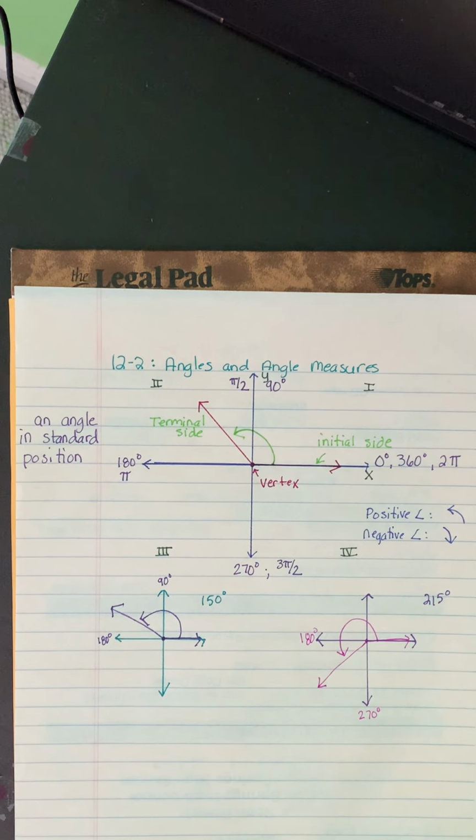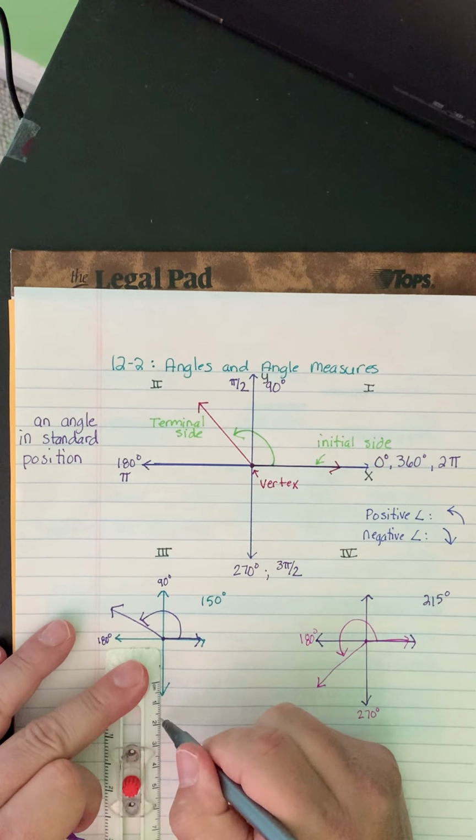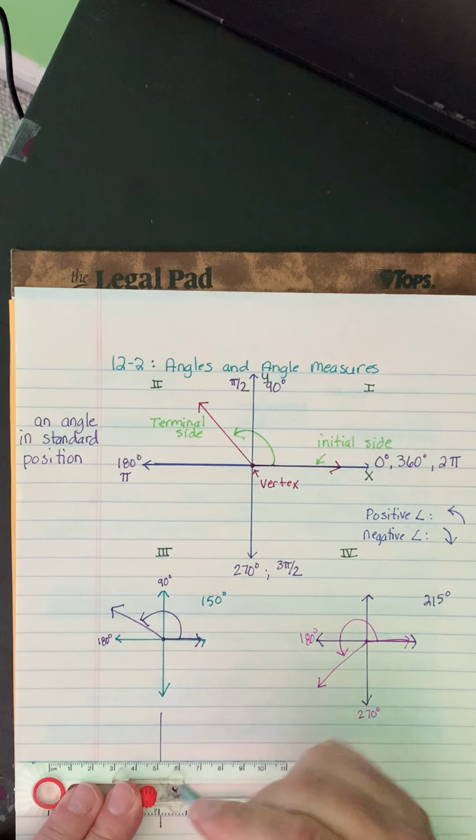Now let's look at a couple of negative ones so you can see that. I'm not worried about the radians right now. Radian is just a different measure on your calculator.